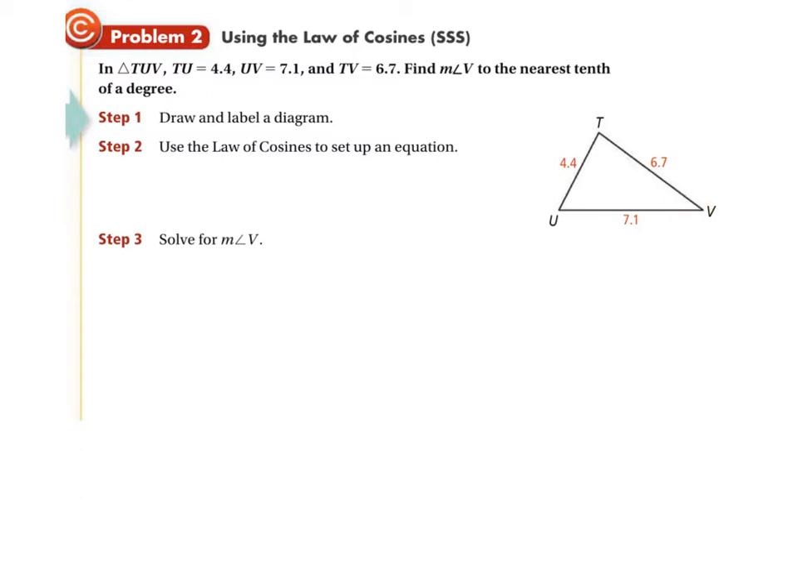Since you're looking for V, that's the angle that you're looking for. This is going to be the side that's all by itself, 4.4 squared equals, right? It says use law of cosines to set up an equation. Since you're looking for this, you're going to be isolating that all by itself, okay?